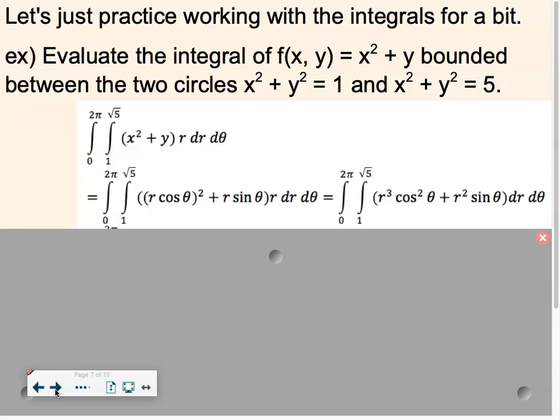So once you get it all set up, you should have r cubed cosine squared plus r squared sine. Go ahead and do your antiderivative with respect to r and plug in your r bounds. And then if you want to hold off there, we'll do a spot check, because something tells me you're going to need a little help with the antiderivative of cosine squared.